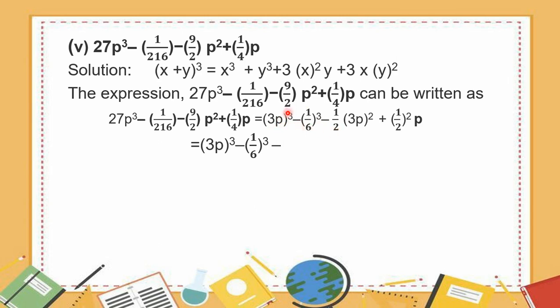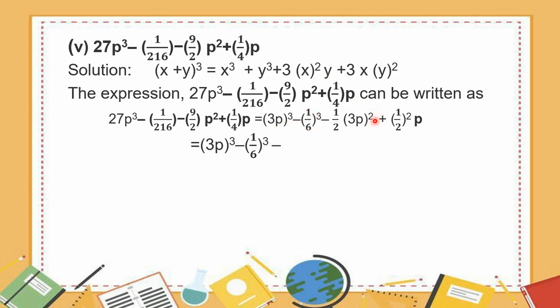Now here we get that 3p whole cube is x cube. Let us compare: x cube, and minus 1 upon 6 cube is y cube. Now in the next two terms, 3p is the value for x, so x square is 3p square. And y, here in the problem, is 1 by 6.